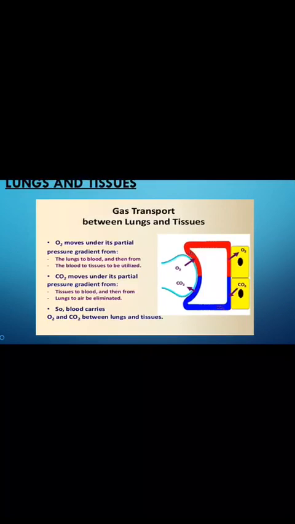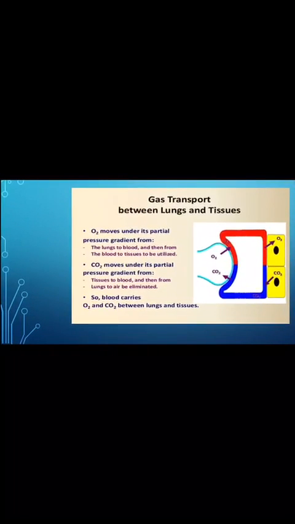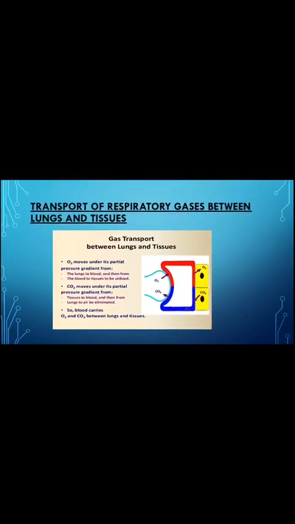When we breathe in, we take in oxygen, and we give out carbon dioxide. That we are always studying from our beginning, from our previous classes, that two gases are exchanged in our body, oxygen and carbon dioxide basically. So the oxygen moves from the lungs to the blood and then from the blood to the tissues, while carbon dioxide moves from the tissues to the blood and then from the lungs to the air to be eliminated. So the blood carries oxygen and carbon dioxide between lungs and tissues.